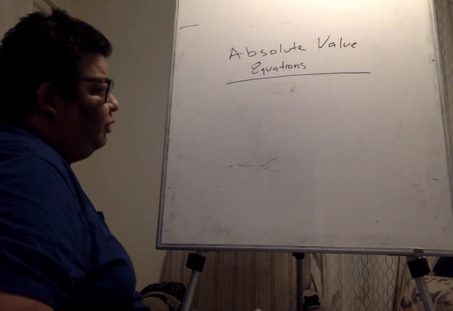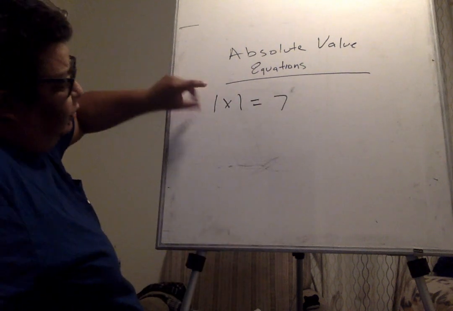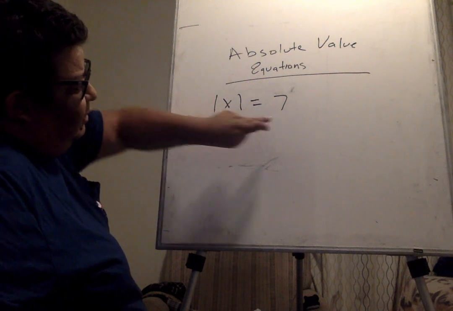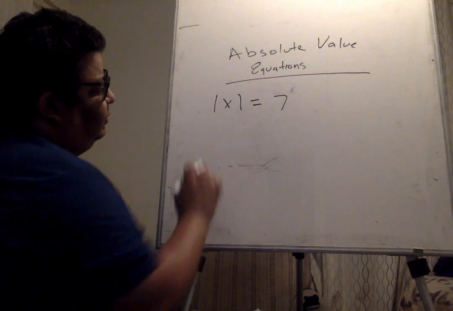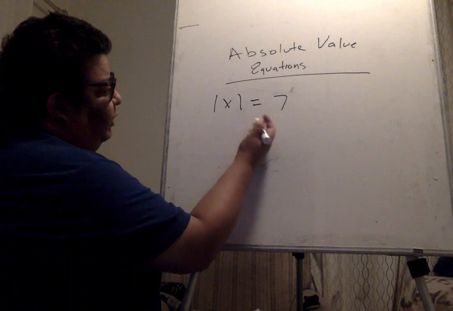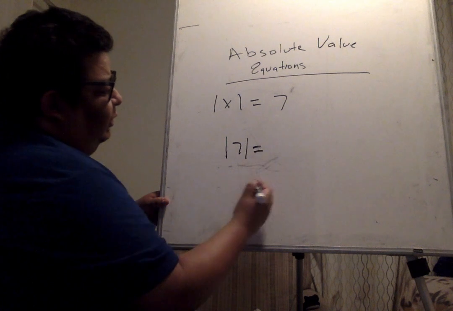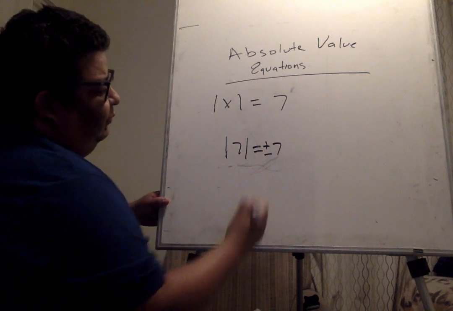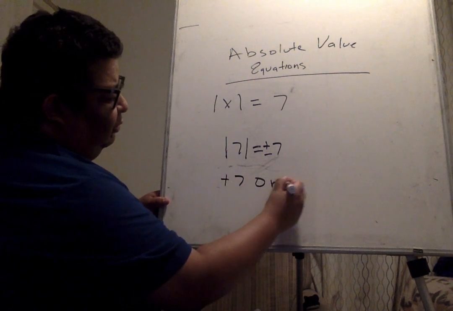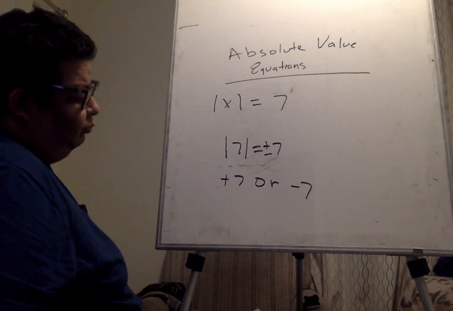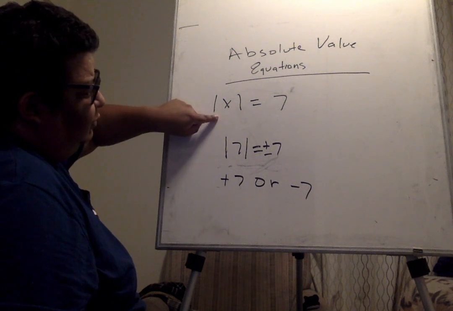Alright, absolute value equations look something like this. We have two brackets, the x is inside, and then we have an equality. This is a basic problem. The way absolute value works is that it could be either positive or negative. For example, the absolute value of 7 is either positive 7 or negative 7. Building on this knowledge, we can solve absolute value equations.